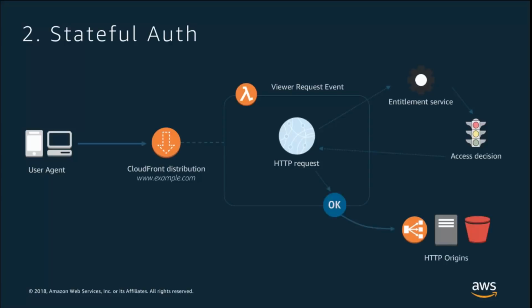And then your Lambda function can either allow the request to continue to fetch the content from the origin, or you could directly generate a response without even going back to the origin saying, hey, this user has been restricted or access is denied, or you could issue an HTTP redirect asking the user to log in.